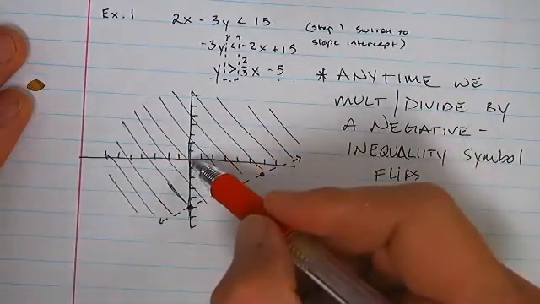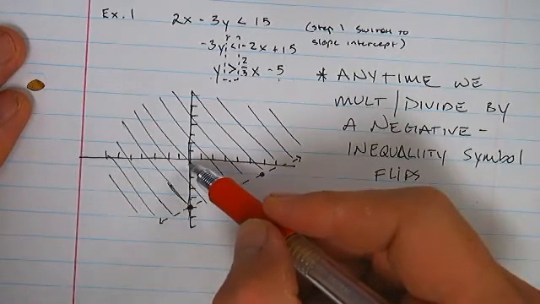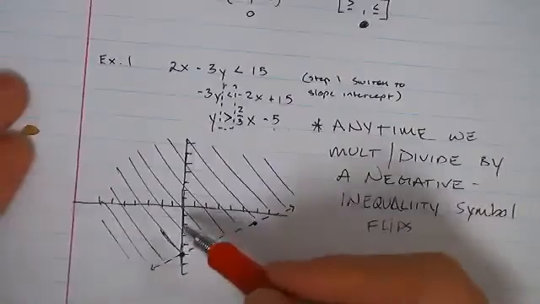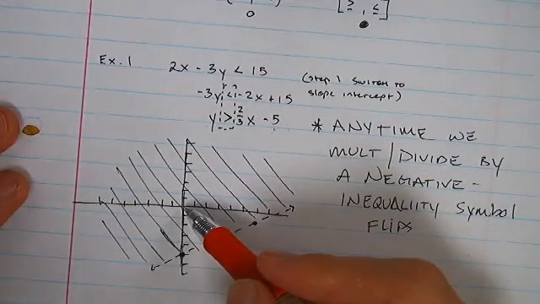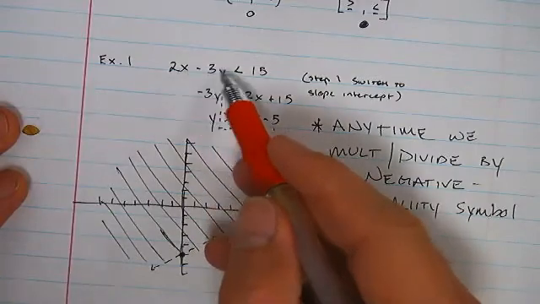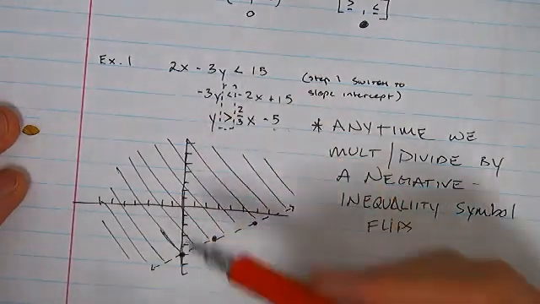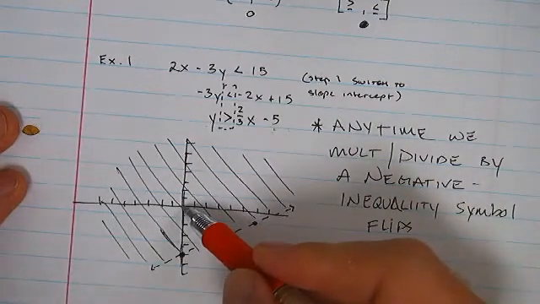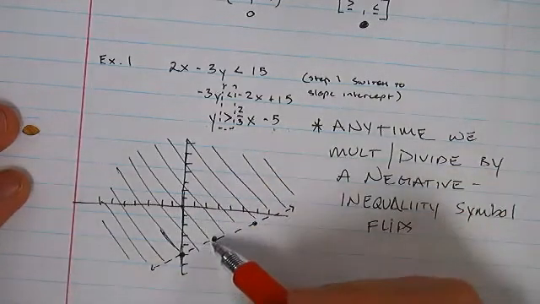So 0, 0 should be a solution for me. The origin is a solution. A lot of times I tell my students, just check that one point. 0, 0 is super easy to check. So I go to the original: 2 times 0 is 0, 3 times 0 is 0. Is 0 less than 15? Yes. So this point right in here should be part of my solution set. If it's outside, then it shouldn't work.